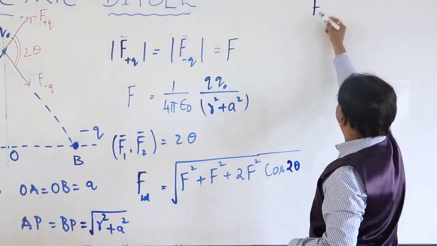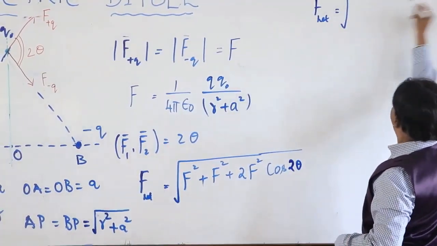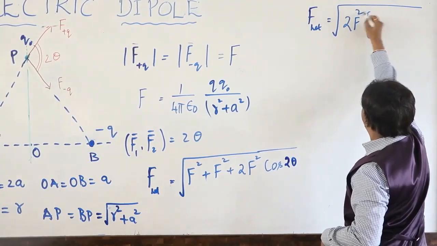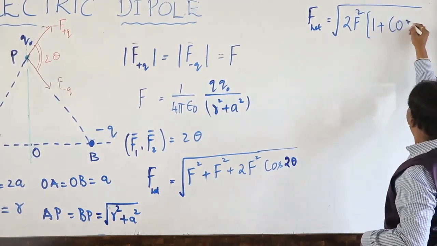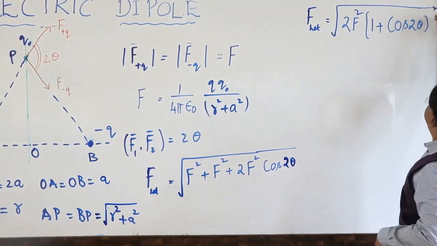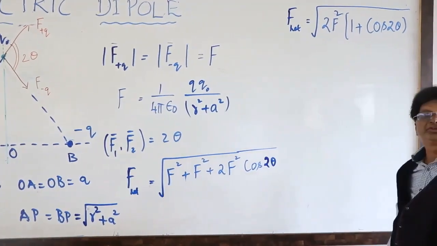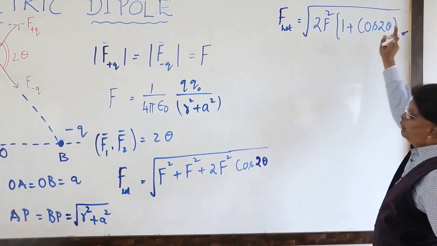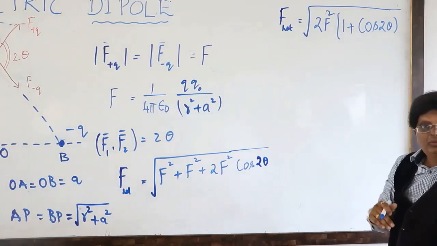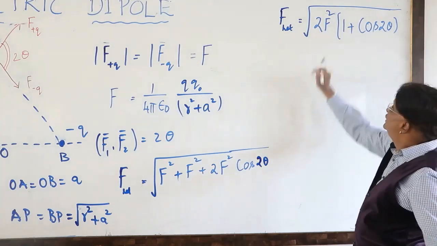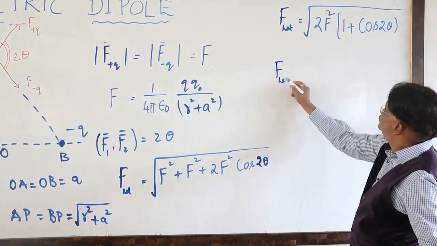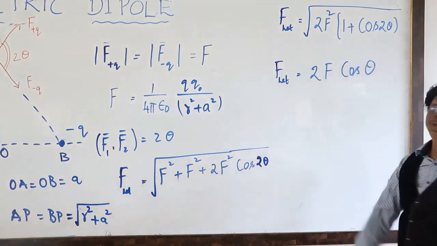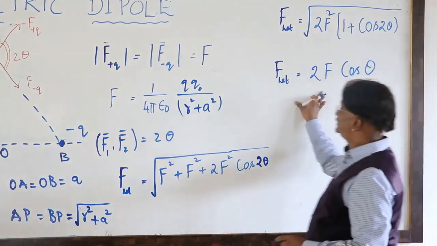Therefore one thing is common, so I am taking 2F square common. It will be 2F square common, 1 plus cos 2 theta. And now, what is this 1 plus cos 2 theta? Since this is 2 theta, 1 plus cos 2 theta is 2 cos squared theta. 2 into 2, 4. Therefore, the final result I am writing is 2F cos theta. 2F cos theta is the resultant force.